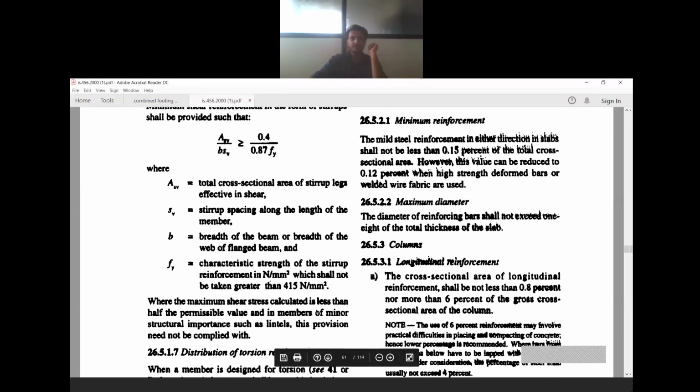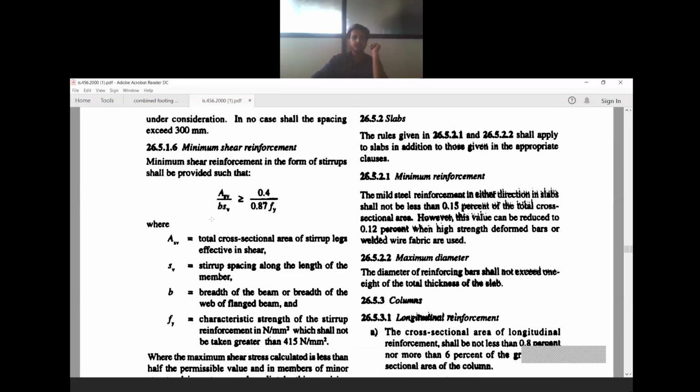Observe here, page number 48. ASV divided by BSV greater than or equal to 0.4 by 0.87 Fy. You have to consider this formula, the minimum shear reinforcement category. Minimum shear reinforcement is given directly. So we have to consider this, clause 26.5.1.6.